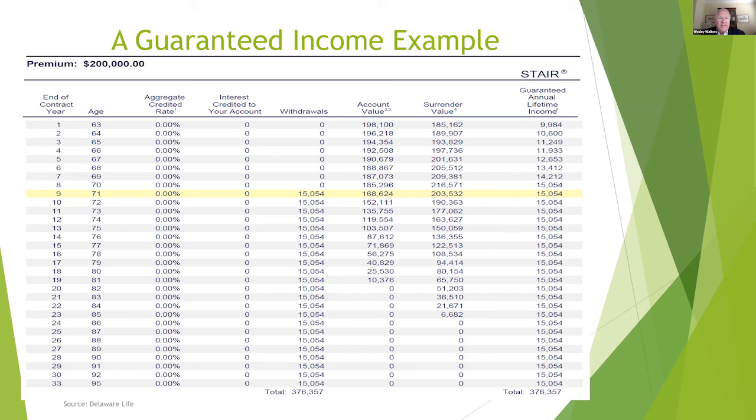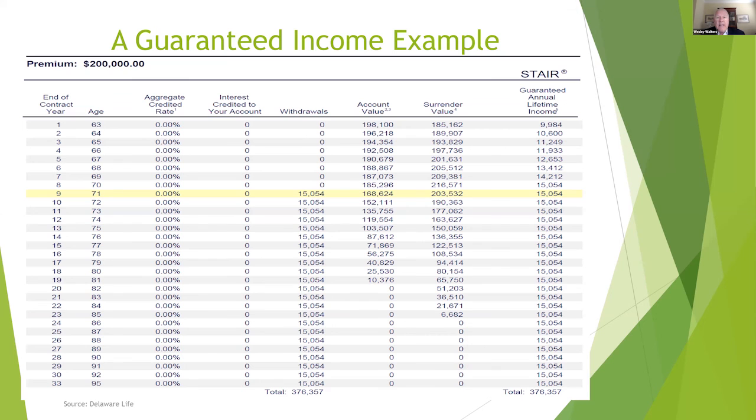So if there's never a gain and they begin income in the 9th year, they're guaranteed to get $15,054 a year for life. If they pass away and it's a joint payout, their spouse would receive that for life. Notice on the account value, as they pay out funds, the account value goes down. If the account value and surrender value go to 0, the annuity will still continue to pay out for life.